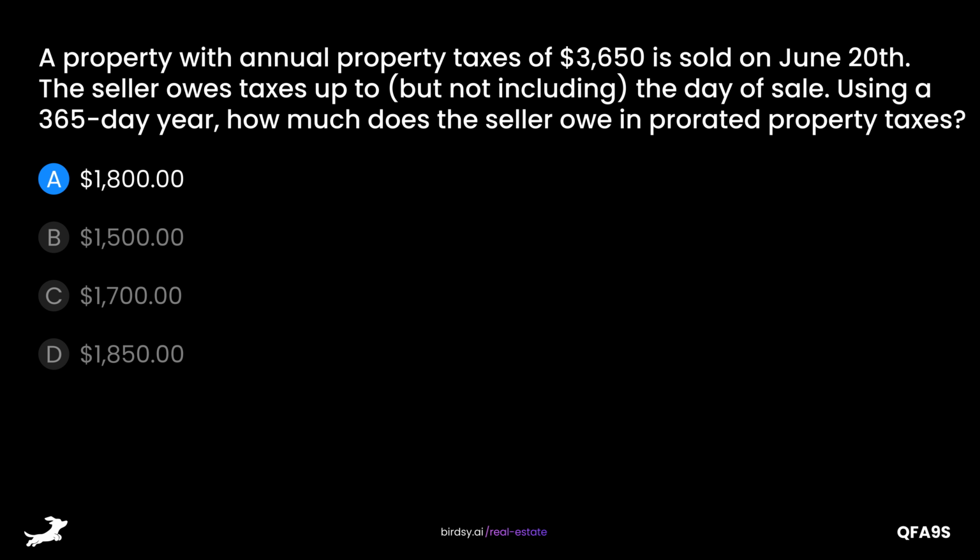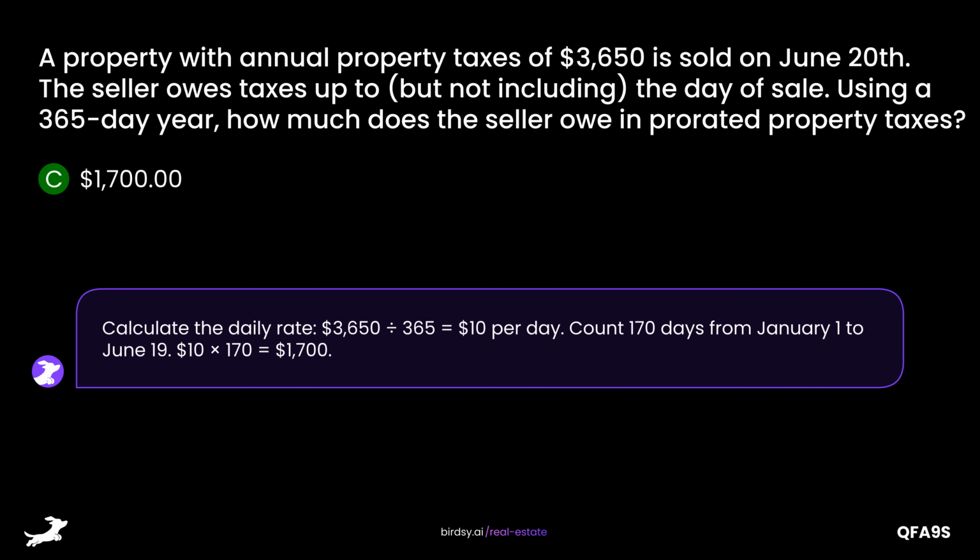Is it A, $1,800, B, $1,500, C, $1,700, or D, $1,850? The answer is C, $1,700. To calculate the daily rate, divide $3,650 by 365, which equals $10 per day. Count 170 days from January 1st to June 19th. Multiply $10 per day by 170 days, which equals $1,700.